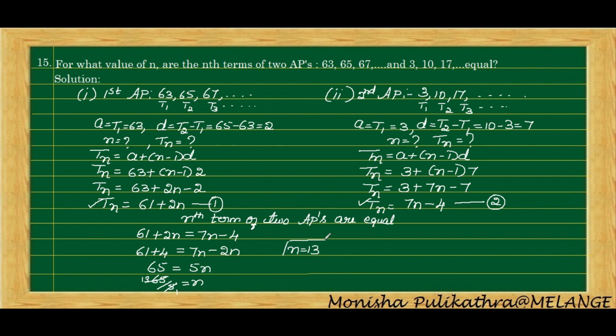So this is the term. When n is equal to 13, then the two APs will have equal terms. So we need to write that at the 13th term both the APs are equal. Hope you understood this problem. This is quite easy.